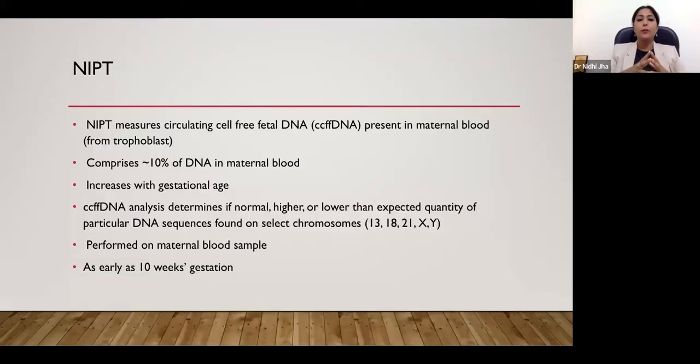Again, coming to the topic, NIPT measures circulating cell-free fetal DNA present in maternal blood from trophoblast, which comprises around 10% of DNA in maternal blood and increases with gestational age. Cell-free fetal DNA analysis determines if there is a normal, higher or lower than expected quantity of a particular DNA sequence found on selected chromosomes like 13, 18, 21, X and Y. It is performed on a maternal blood sample, and it can be done as early as 10 weeks of gestation.